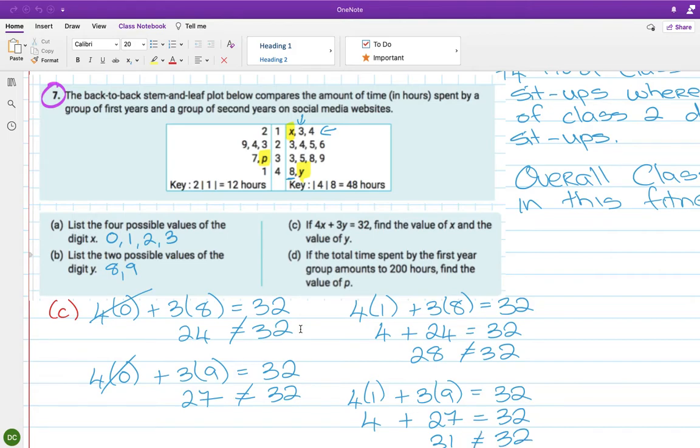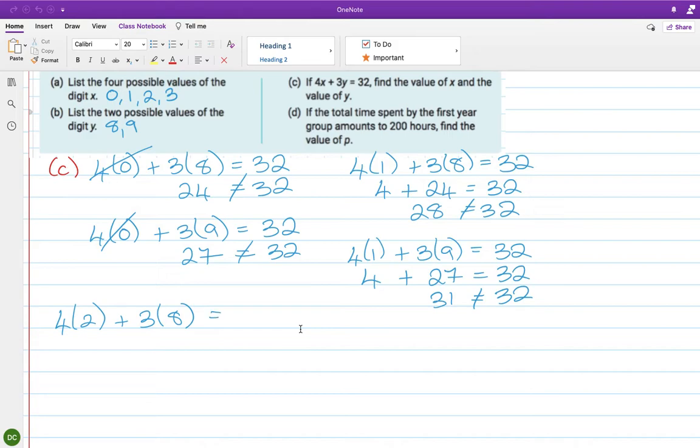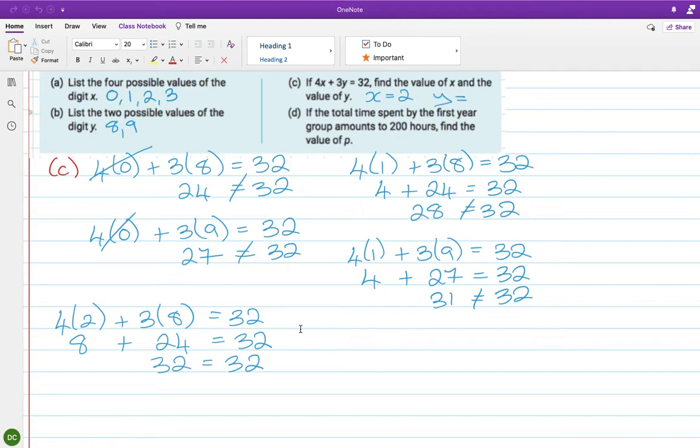Okay, 4 times 2 plus 3 times 8 equals 32. That's 8, and 24 equals 32. That's right. Yay. So the value of x was 2 and the value of y was 8. Cool. Okay, if the total time spent by the first year group amounts to 200 hours, find the value of p.